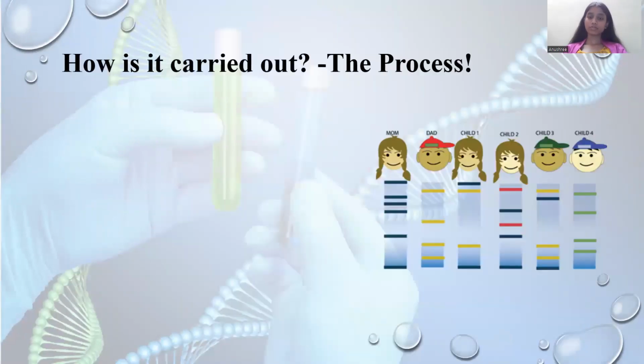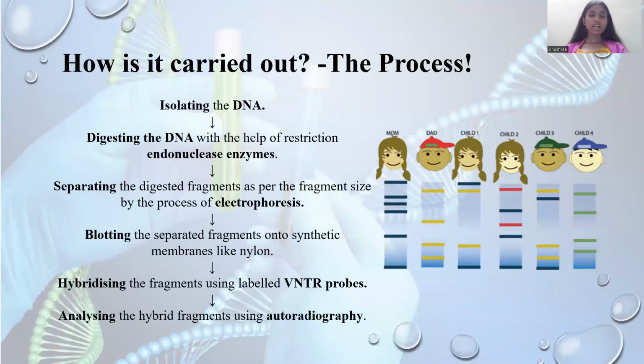How is it carried out? Firstly, isolating the DNA, digesting the DNA with the help of restriction endonuclease enzymes, and then separating these digested fragments as per the fragment size by the process of electrophoresis, and then blotting the separated fragments onto synthetic membranes like nylon, hybridizing the fragments using labeled VNTR probes, and analyzing the hybrid fragments using autoradiography.